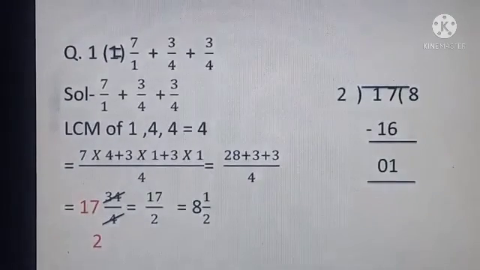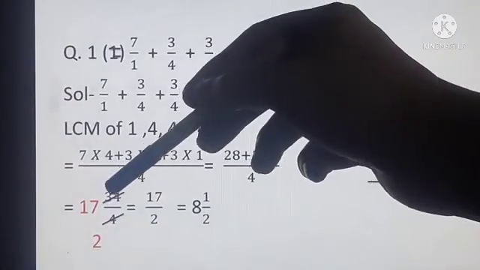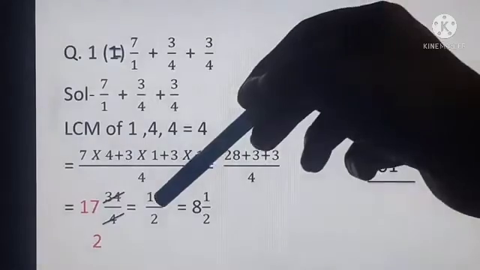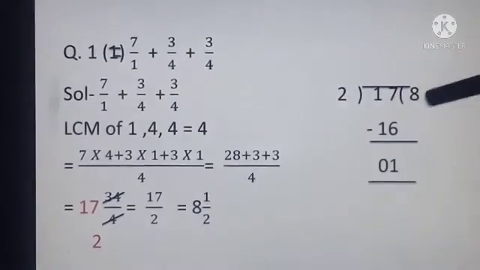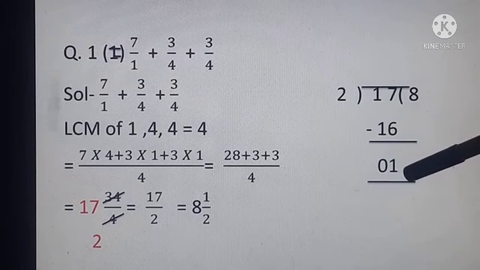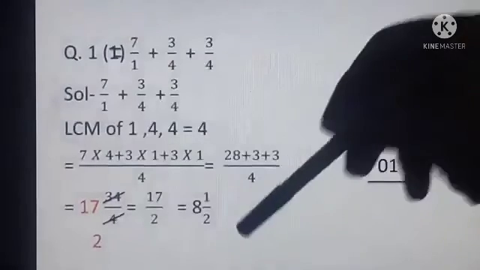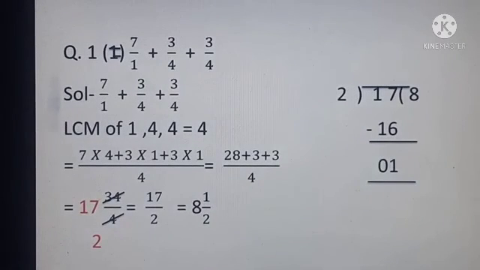We know that cutting is possible with 2. So 2 2s are 4, 2 1s are 2, 2 7s are 14. Now it is 17 upon 2. 17 divided by 2: 2 8s are 16, the remainder is 1. So our answer will become 8 whole 1 by 2. Are you getting the correct answer? Good.